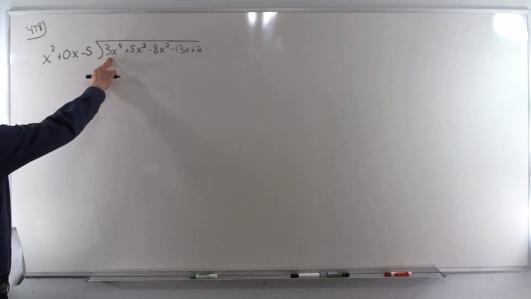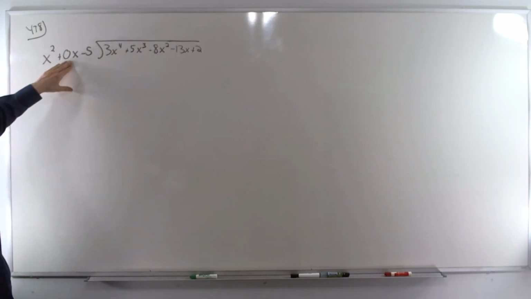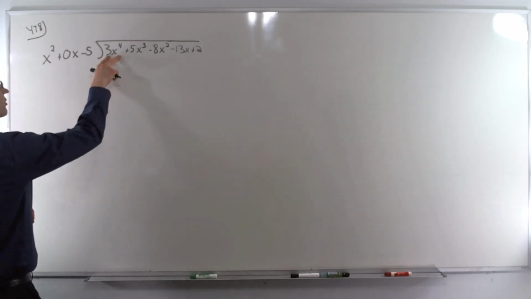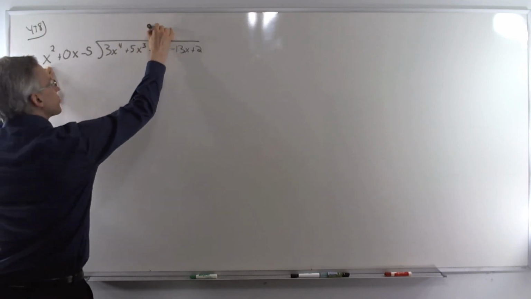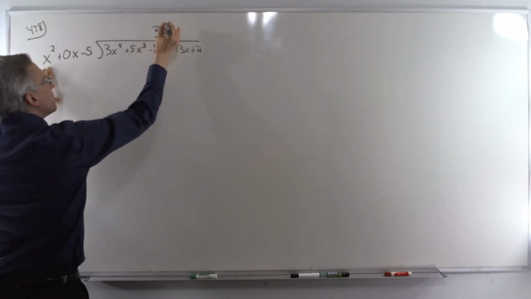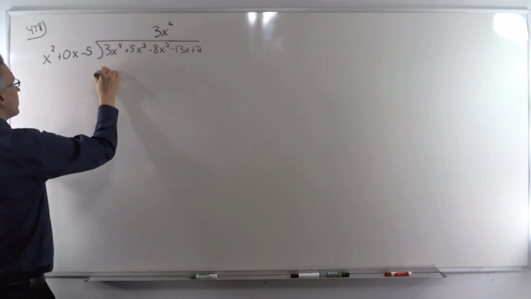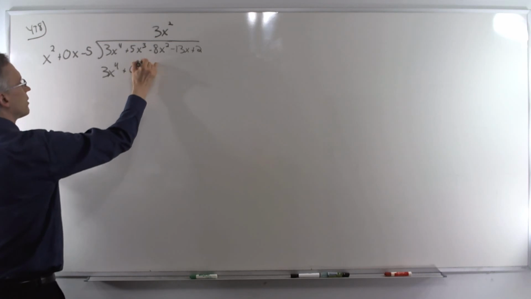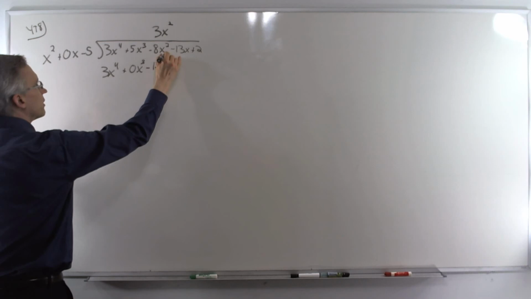So we're going to start by matching 3x to the 4th power. So I put my placeholder there, 0x. Alright, so to match this, do 3x to the 4th divided by x squared, that gives us 3x squared. So 3x squared is the multiplier. Distributing that in here, we got 3x to the 4th plus 0x to the 3rd minus 15x squared.